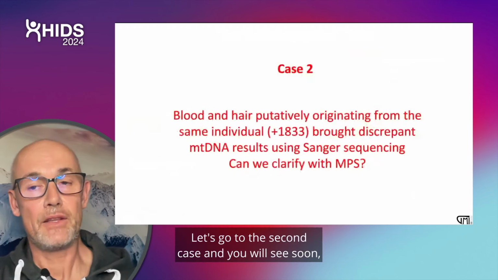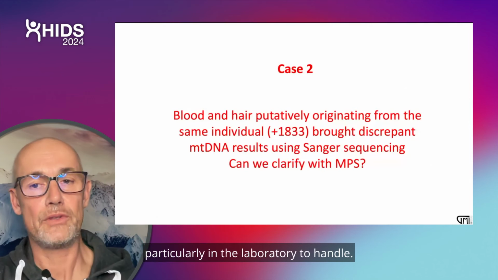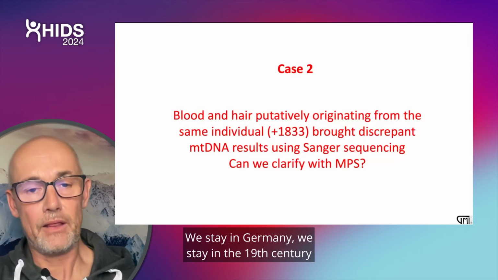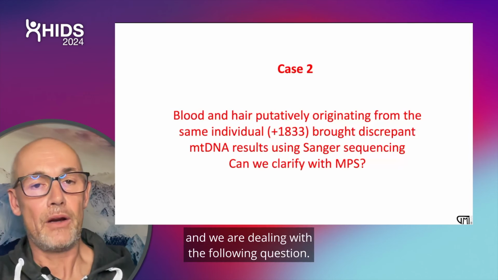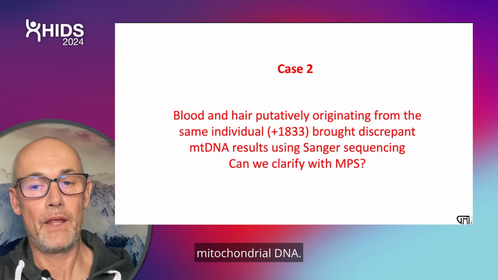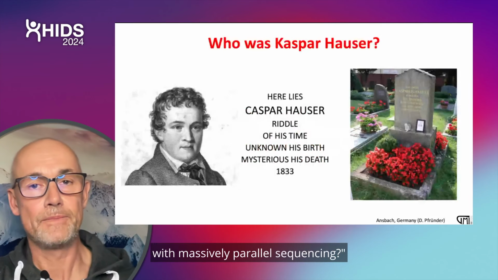Let's go to the second case, and you will see soon this is more difficult, particularly in the laboratory, to handle. We stay in Germany, we stay in the 19th century, and we are dealing with the following question. Here is a person where blood and hair samples bring different Sanger sequencing results, mitochondrial DNA. We were asked, can we clarify this with massively parallel sequencing?